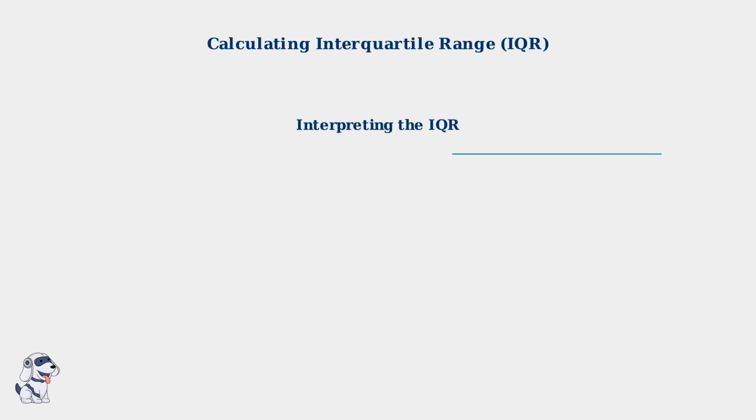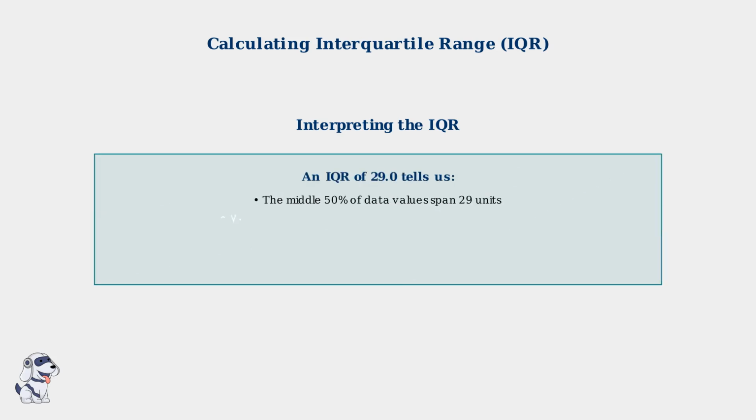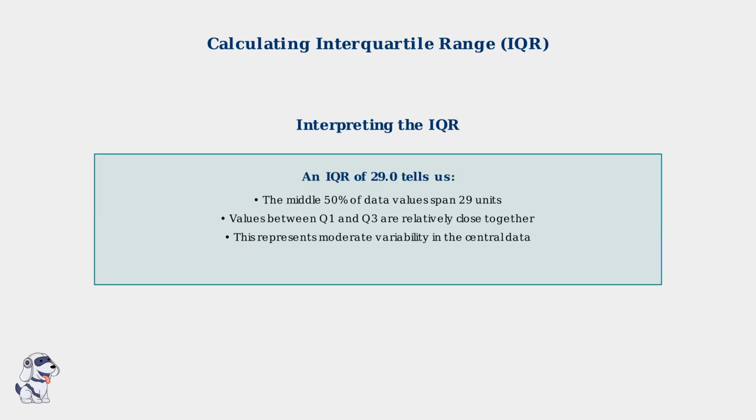Our calculated IQR of 29.0 provides valuable insights about our data distribution. It tells us that the middle 50% of data values span 29 units, indicating that the central values are relatively close together with moderate variability.